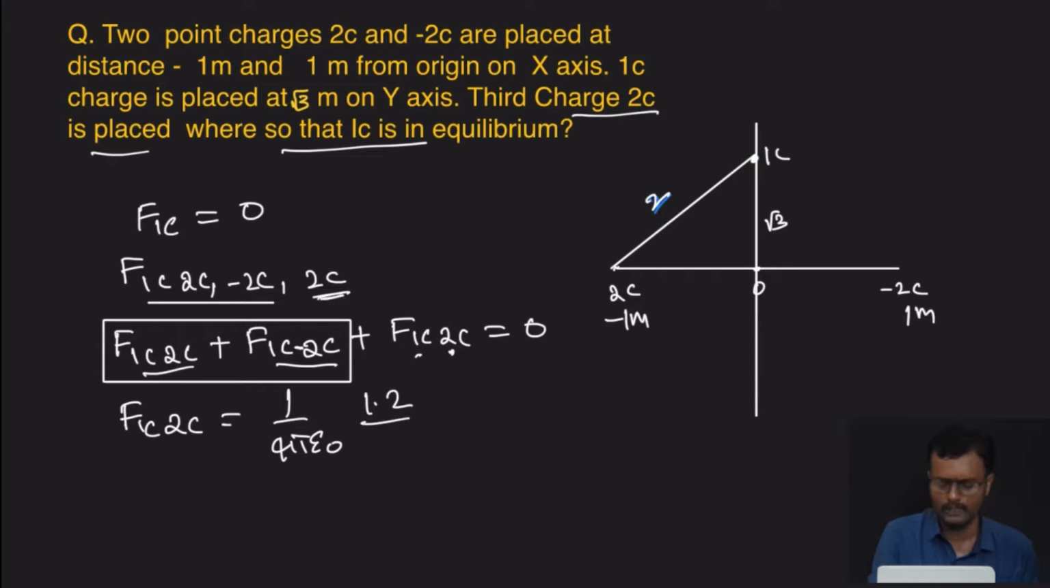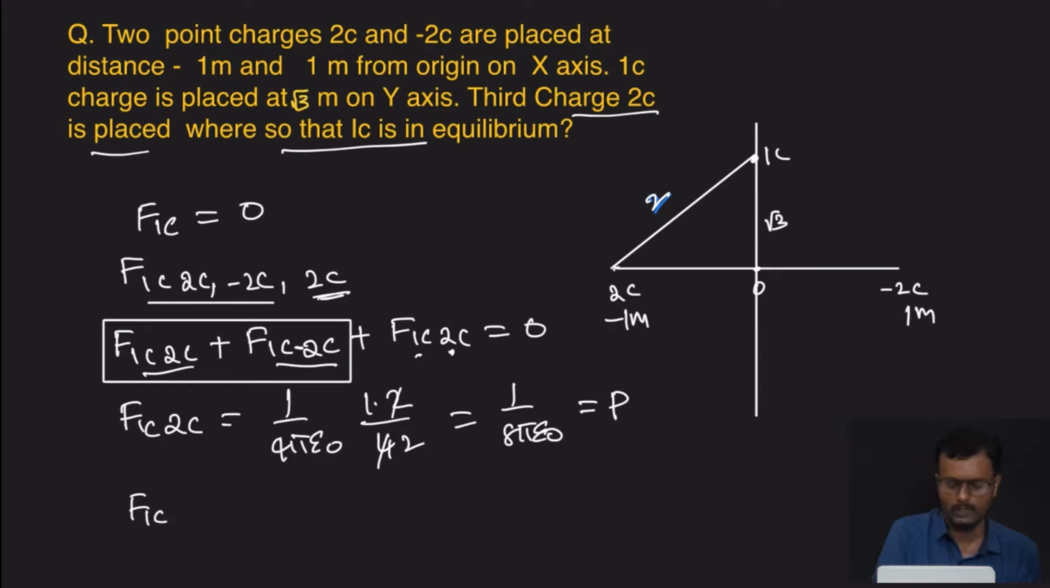So 1 into 2 by 2 squared. 2 squared is 4, 1 times 2 is 2. 1 by 4 pi epsilon naught times 2 by 4 gives 1 by 8 pi epsilon naught. I consider 1 by 8 pi epsilon naught as P for convenience.